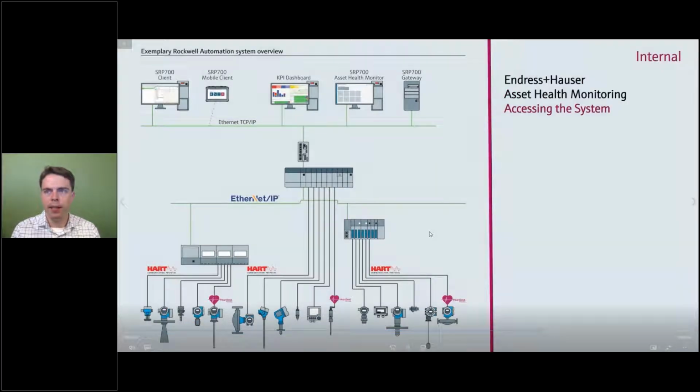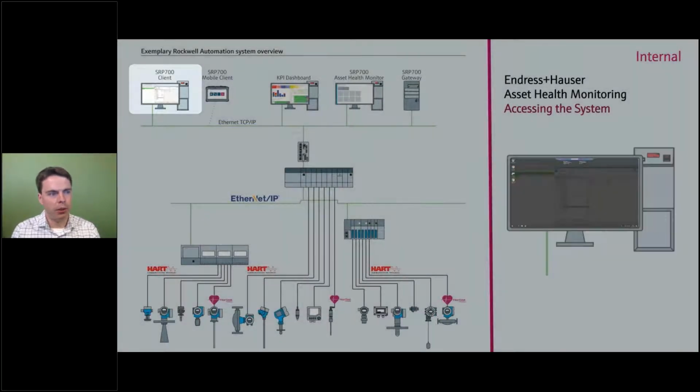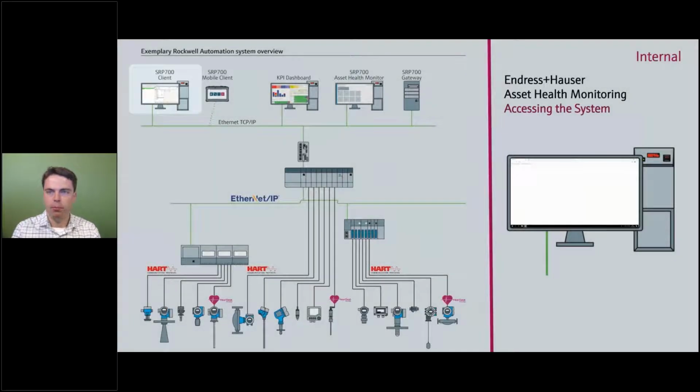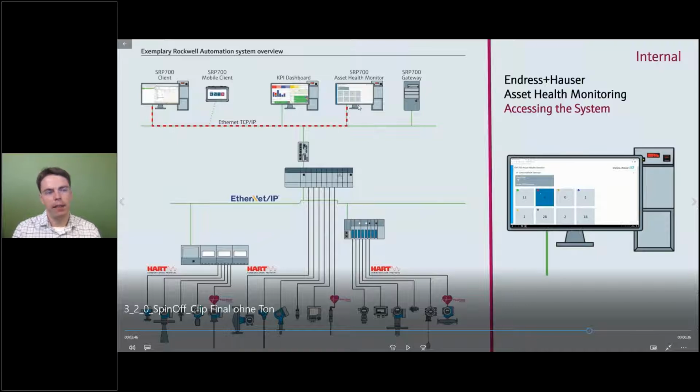The easiest way is with a client, obviously, and per web page. So what you see here is the client monitor on the left side. All you need to see the diagnostic status is a simple web browser. We use Google Chrome here. You enter the IP address of the gateway, sorry, of the Asset Health Monitor server, and you will be connected with that web page.